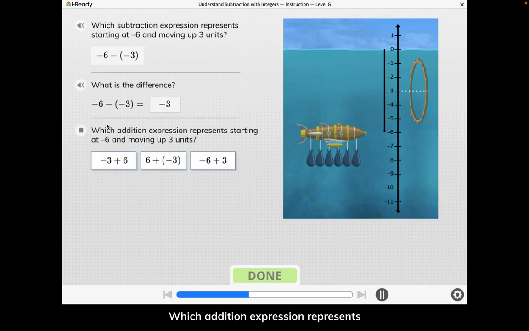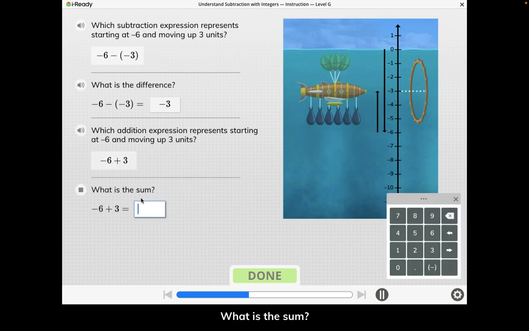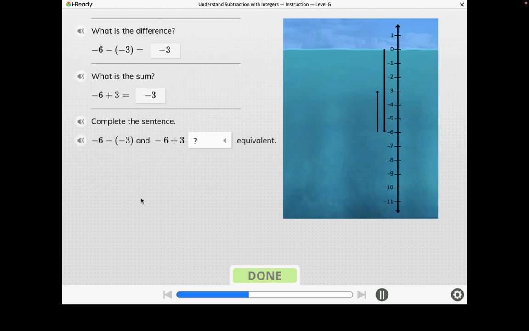Now, which addition expression starts at negative 6? Same thing. Now, negative 6 plus 3. If you add 3 balloons, you'll get here. So it's this one. What is the sum? Negative 3. They are equivalent.